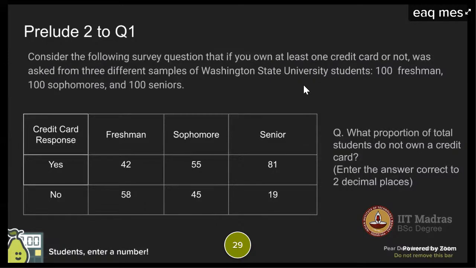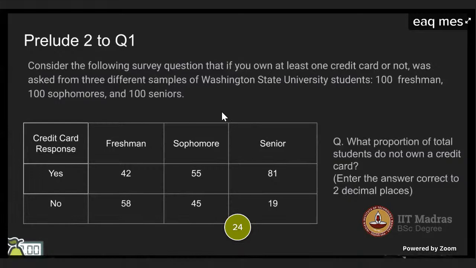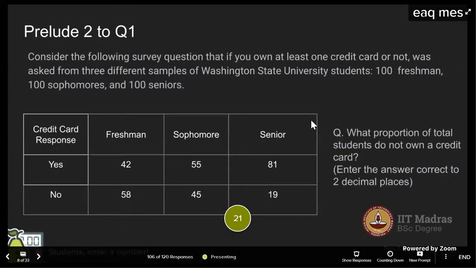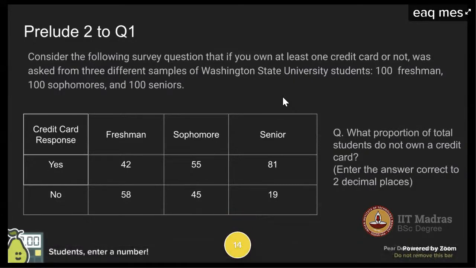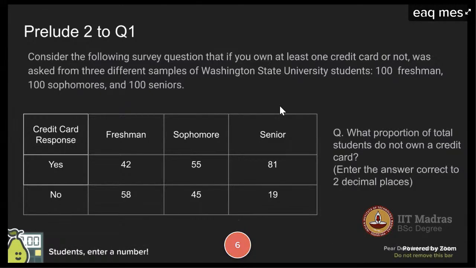Sir, if we have a number like 0.295, for exactly 2 decimal accuracy, should we write 0.29 or 0.30? 0.30. If the third digit is 5 or greater, you have to add 1 to the second digit.